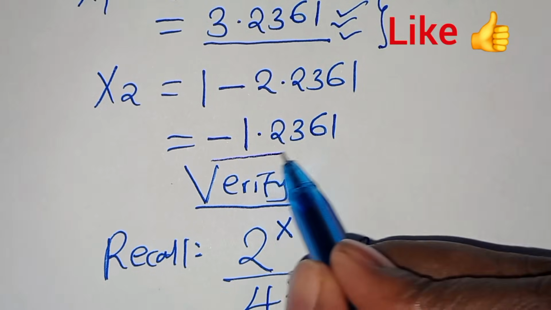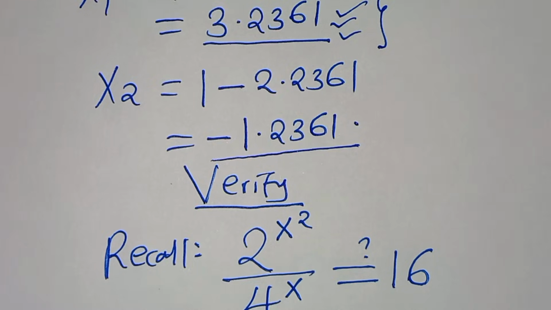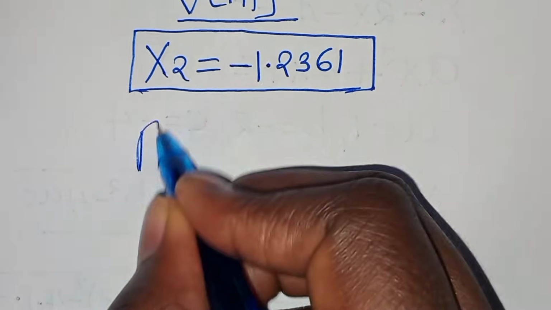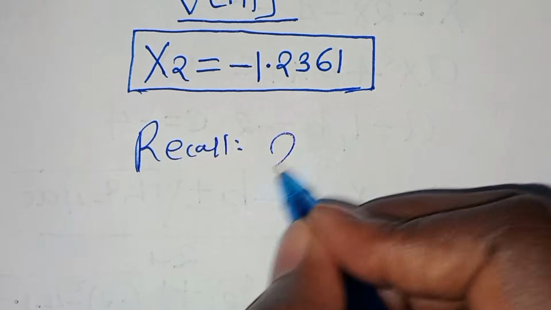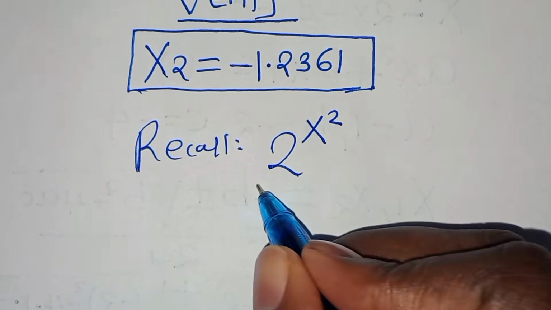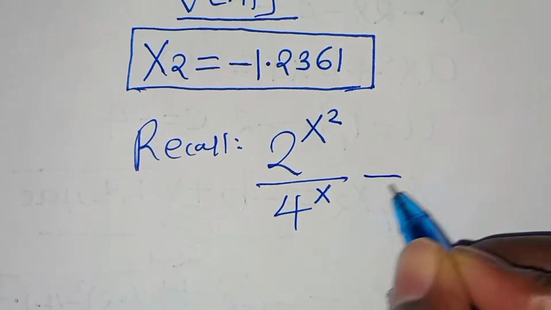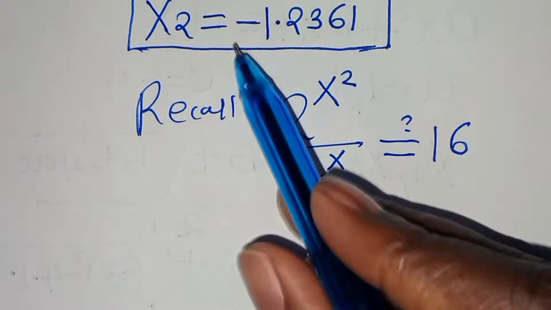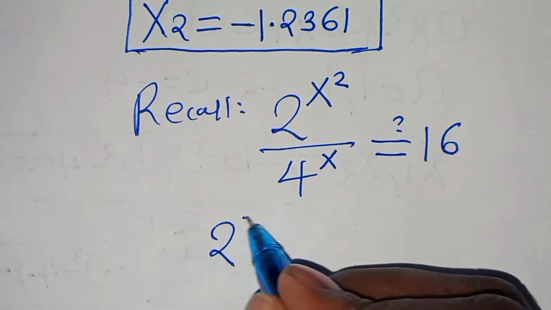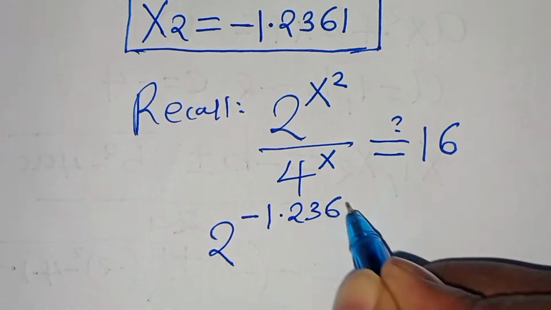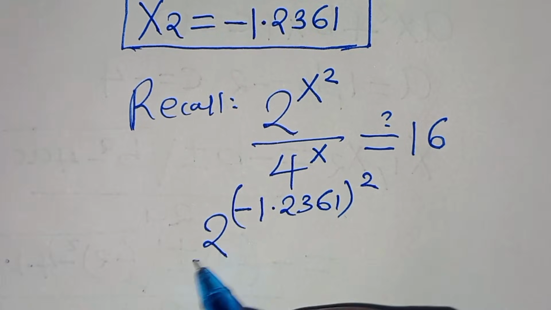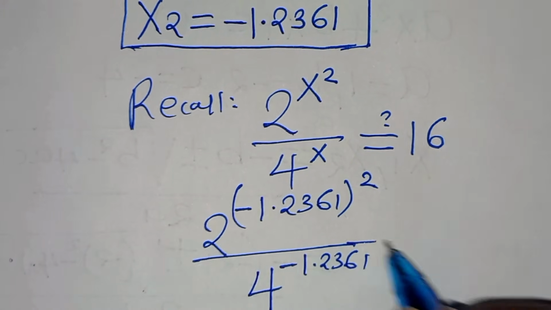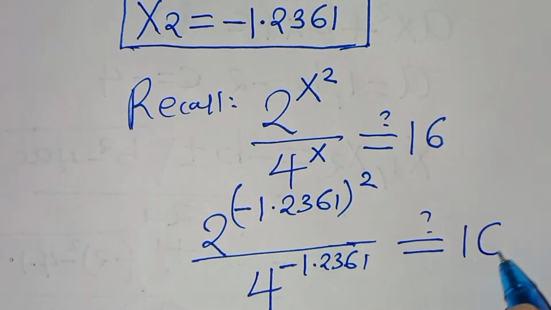Let's take x2, which is minus 1.2361. Now let's check x2, which is minus 1.2361. Now if you recall again, we have that 2 to the power of x squared divided by 4 to the power of x. This should give us a value of 16. So let's substitute the value of x2. So we have 2 to the power of minus 1.2361 squared divided by 4 raised to the power of minus 1.2361. This is supposed to give us a value of 16.